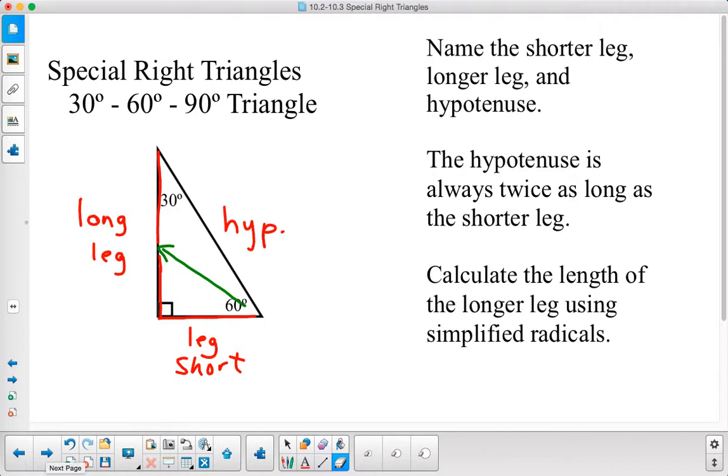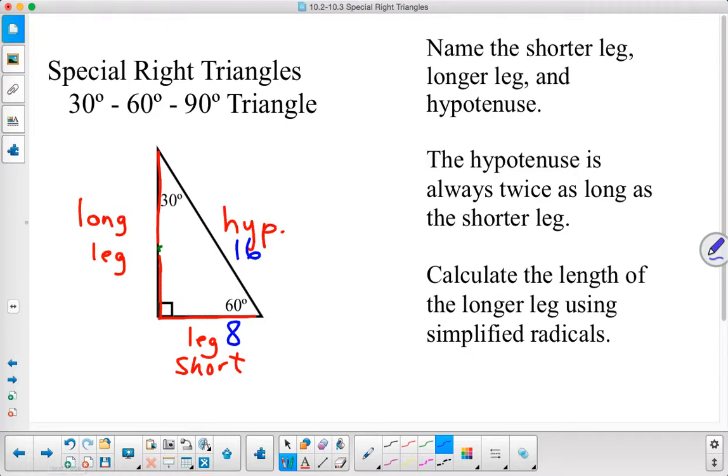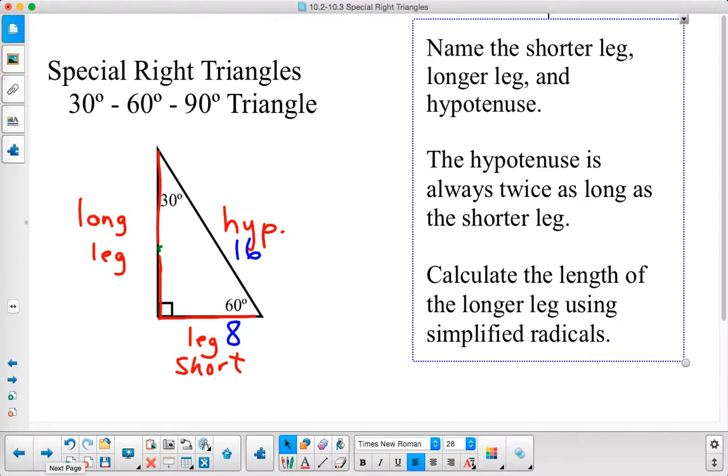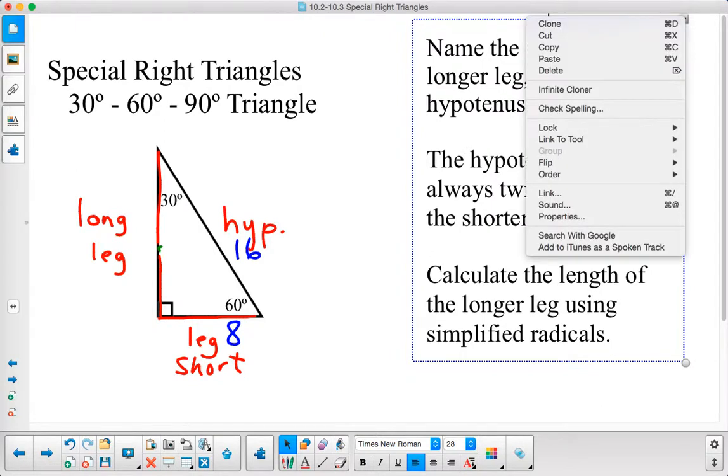On the screen it says the hypotenuse is always twice as long as the shorter leg. So if the shorter leg is 8, the hypotenuse is 16. Hypotenuse is always twice as long as the shorter leg. Then if we calculate the length of the longer leg using radicals, we can get what the pattern is. I kind of gave you a big number to work with, but let's try the Pythagorean theorem. I'm going to delete part of this so that I have room to work.